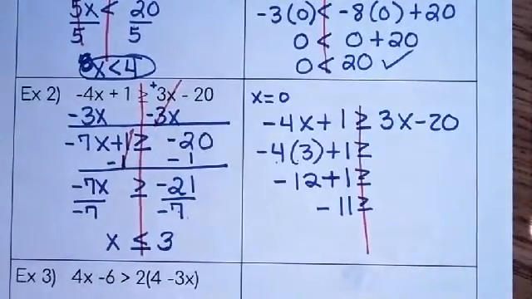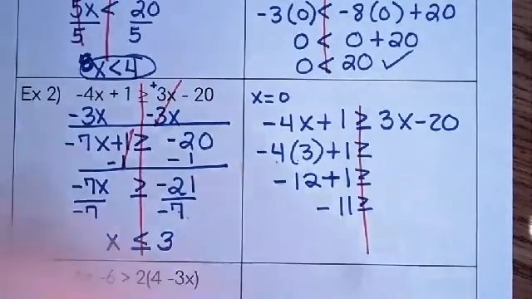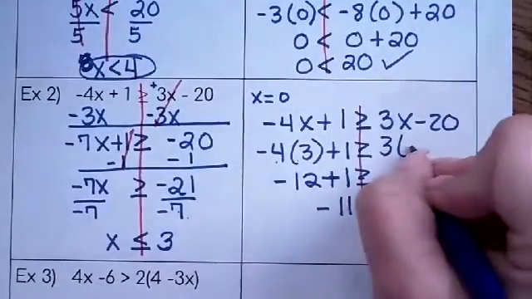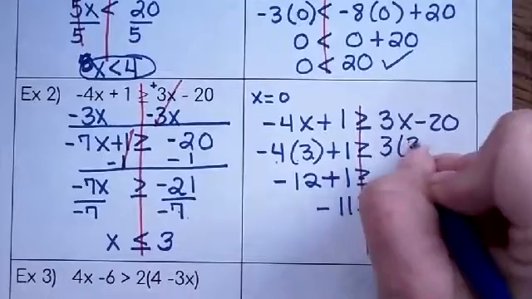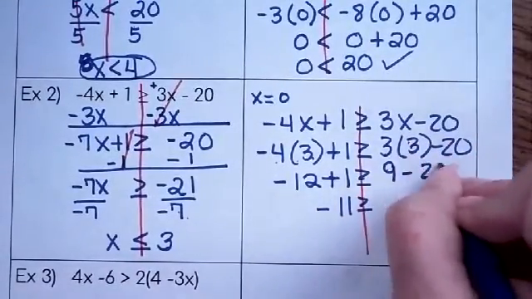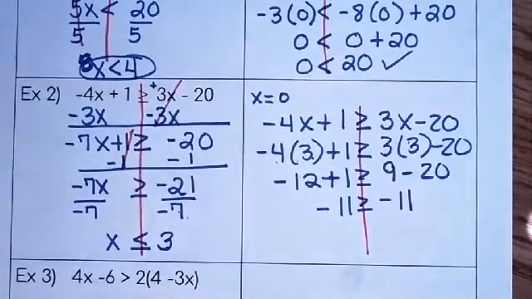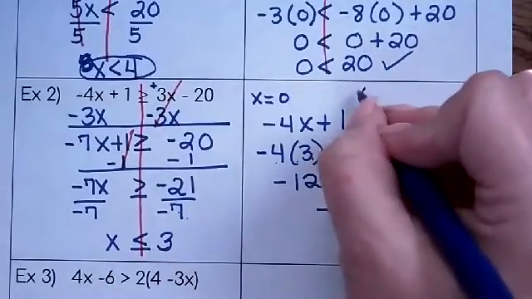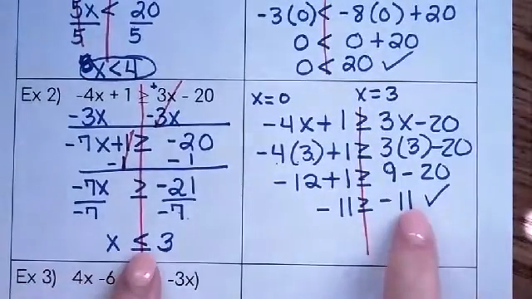Okay, now let's go over to the other side and let's try this. Okay, now I've got right here 3 times, and I used 3 for x, didn't I? 3 minus 20. So that's going to give me 9 minus 20, which is negative 11. All right, is that a true statement? Negative 11 is greater than or equal to negative 11. Yes, it is. So what I did here was I checked x equals 3, and it told me the equal part of my inequality is correct.